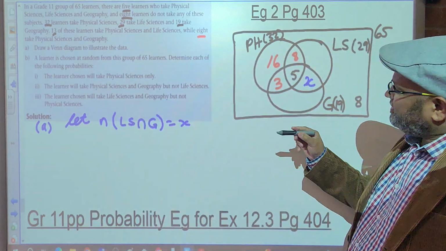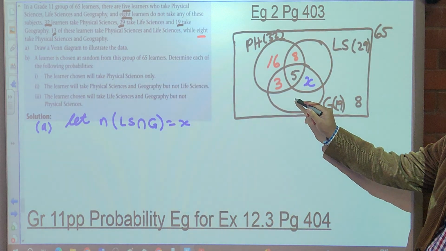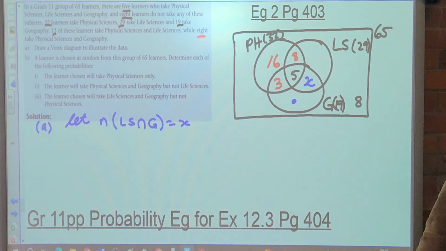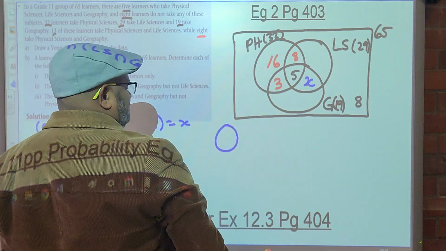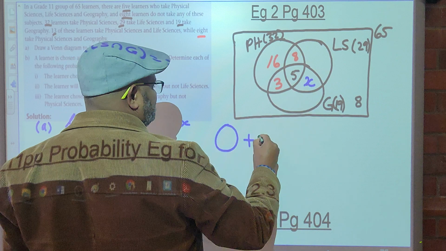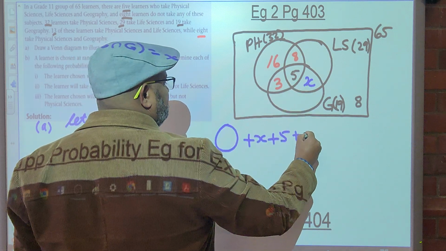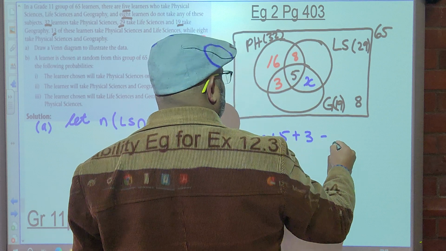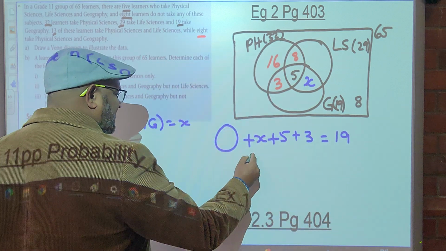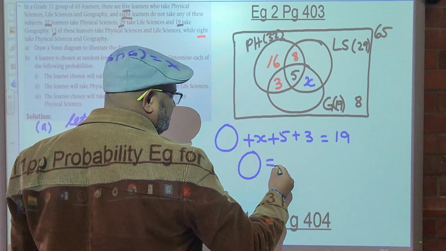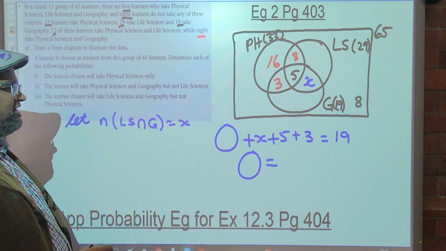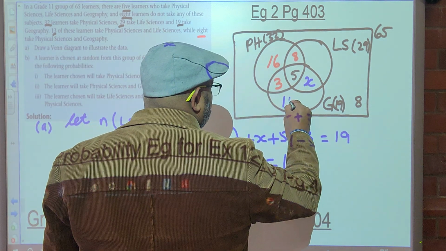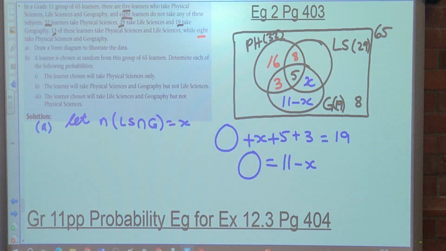Right? So in other words, people, I can calculate the value that goes here. Okay? And how do I do that? I say that unknown, let's call it that, plus this X, plus the 5, plus the 3 is equal to 19. So that unknown, that void there, or the blank, whatever, is equal to 19 minus 5, which is 14, minus 3 is 11. So that's going to be 11 minus x. You all okay with that?